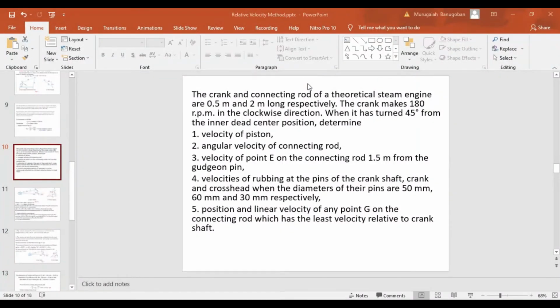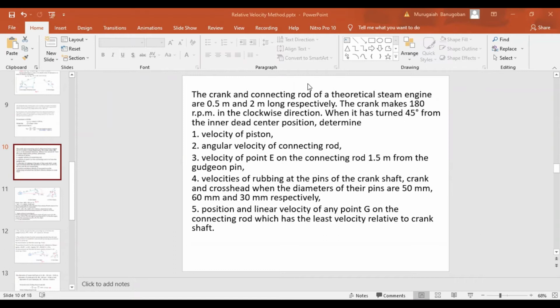Okay. Right? So that will give me 4.8 rad per second. Okay. The crank and the connecting rod of a theoretical steam engine are 0.5 meter and 2 meter long respectively. Right? So now we have the length of the crank and the length of the connecting rod. The crank makes 180 rpm in the clockwise direction when it has turned 45 degrees from the inner dead center position.